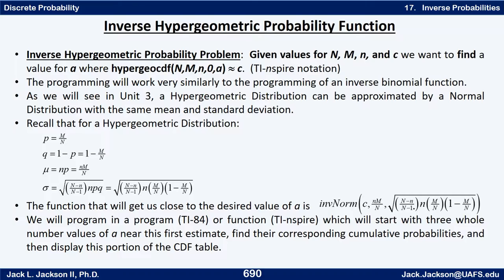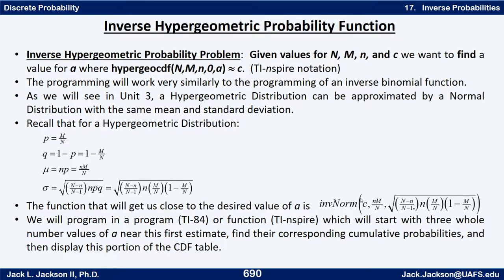So the function that's going to get us close to what we want for a, at least, is the inverse norm of our cumulative probability c with this mean, little n times big M over big N, that is the sample size times the number of successes in the population divided by the population size. That's our mean. And for the standard deviation, put this formula, the square root of all this stuff, as the standard deviation here. So the inverse norm works as cumulative probability, that is probability from there to the left, mean, and standard deviation. And this will give us an x value or a value close to the a that we want.